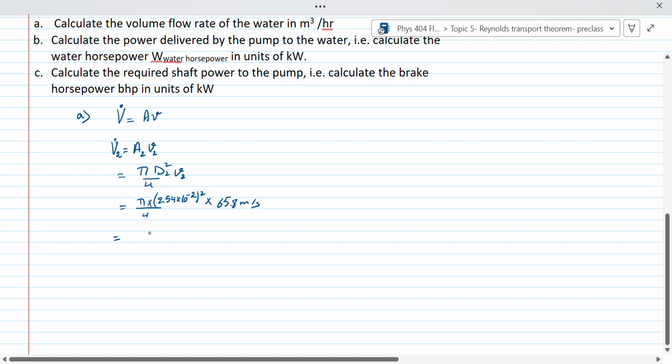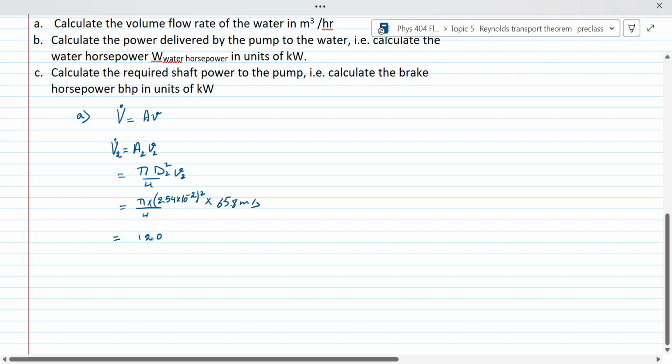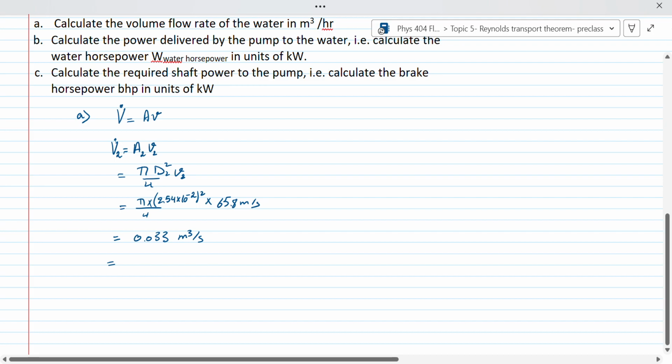If we calculate this, the final answer is actually 0.033 meters cubed per second, but we are asked to find this in units of meters cubed per hour, so you can directly convert to meters cubed per hour. This will be 120 meters cubed per hour.